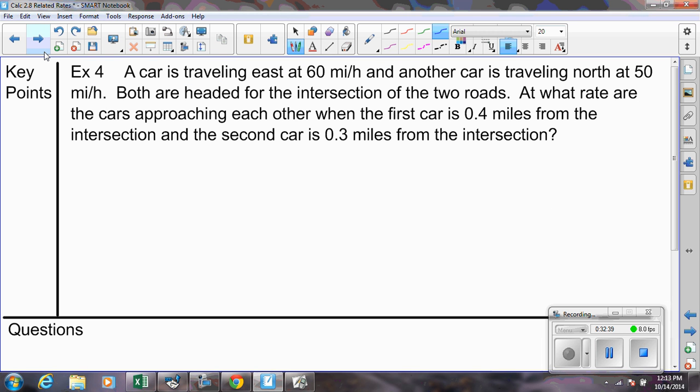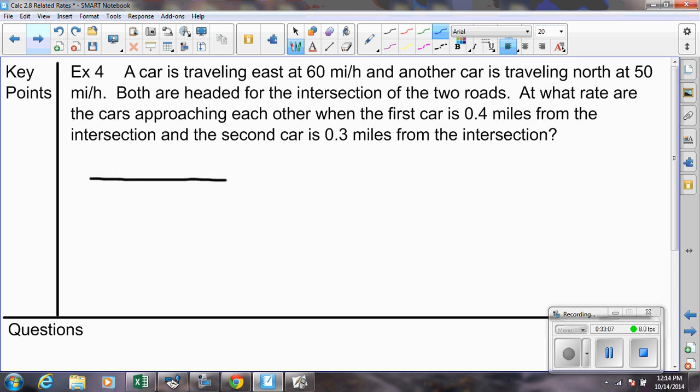All right, so here's our last one that we'll look at. A car is traveling east at 60 miles per hour. Another is traveling north at 50 miles per hour. And both are headed for the intersection of two roads. At what rate are the cars approaching each other given these distances? First off, can you draw a picture?